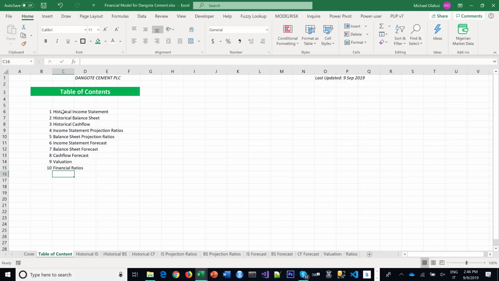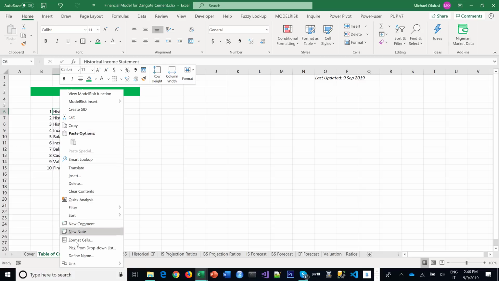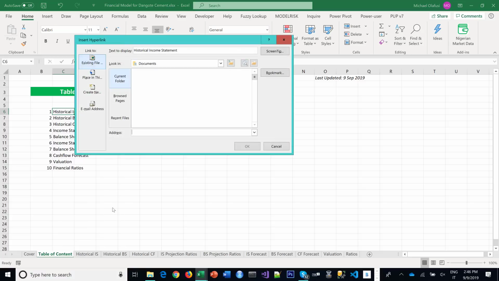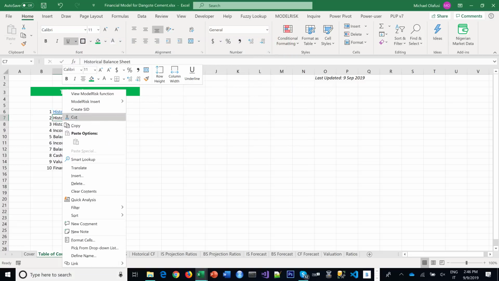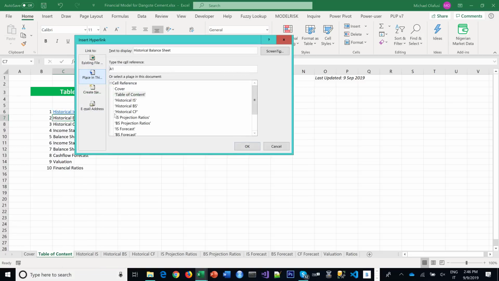Then I make all of this clickable, meaning I'm going to right click, pick hyperlink or link, whichever shows for you. I go to place in this document. I say this should go to the historical IS, and I repeat similarly for all of these.